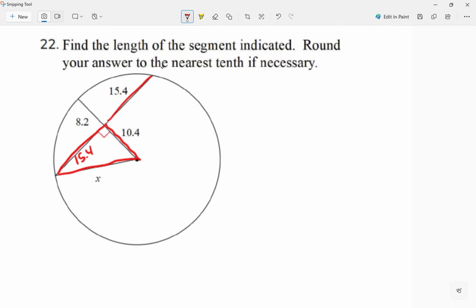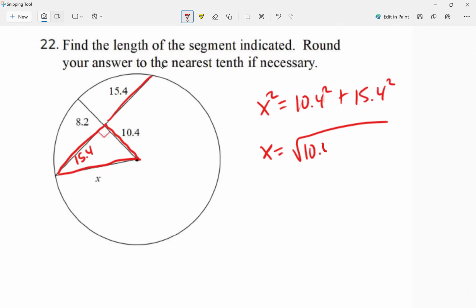So I'm going to say that x squared is equal to 10.4 squared plus 15.4 squared. Remember, the hypotenuse is the one that stays by itself. So the big side is the one that stays by itself. So that means that x is the square root of 10.4 squared plus 15.4 squared.